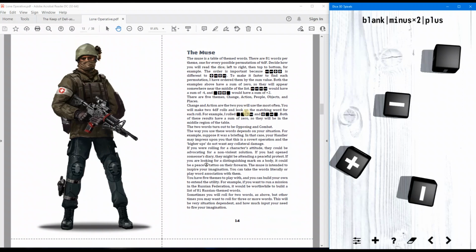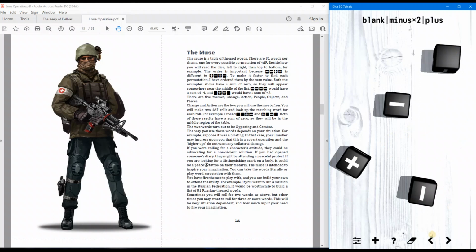So now we move on to the Muse. Now the Muse is there to inspire you to think of things. Using something with just three, it's basically a D3. It doesn't give you many options, but four fudge dice give you 81 possible options, all equally likely.